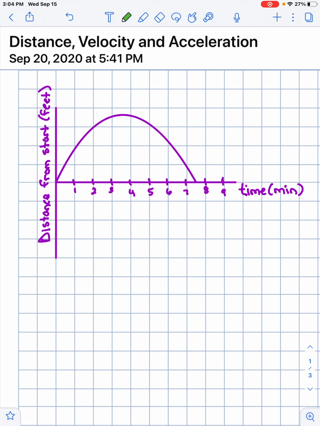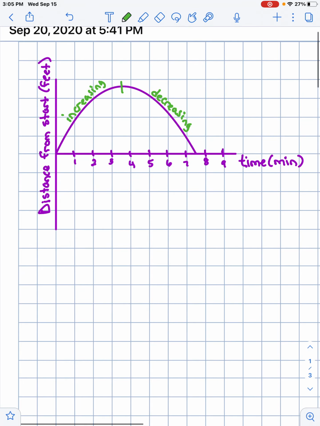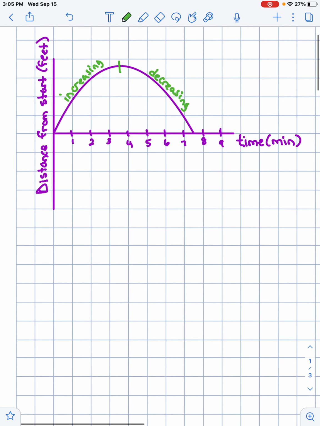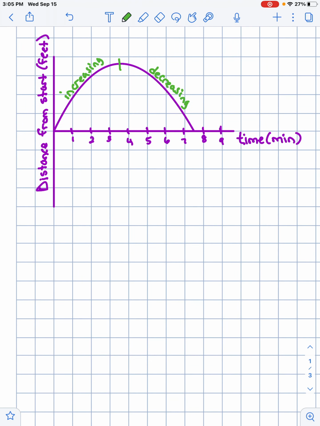So we have an increasing function until here. This function is increasing. We're getting further away from the start and then decreasing. What I want to talk about is the rate of change. So we've talked about rate of change as a derivative so far, and let's look at what the rate of change of this graph means.